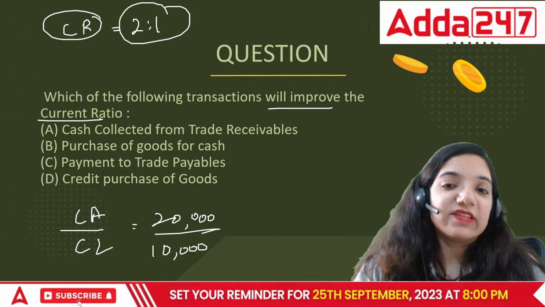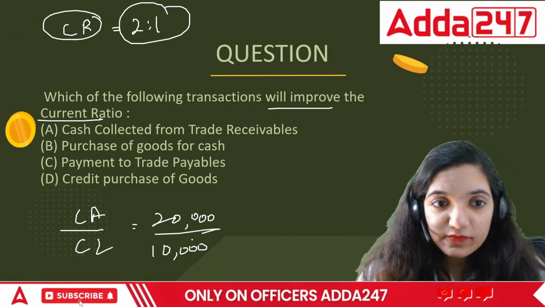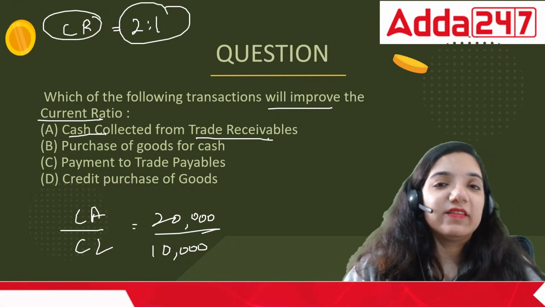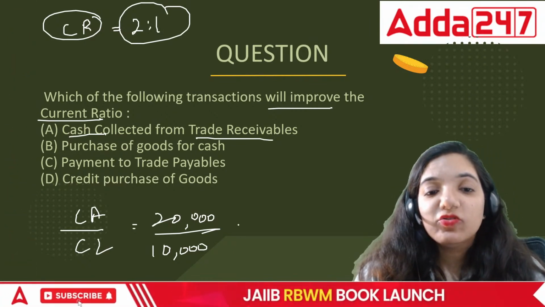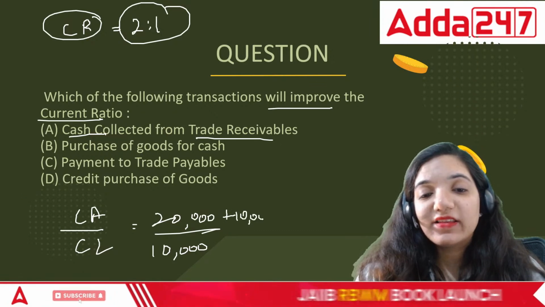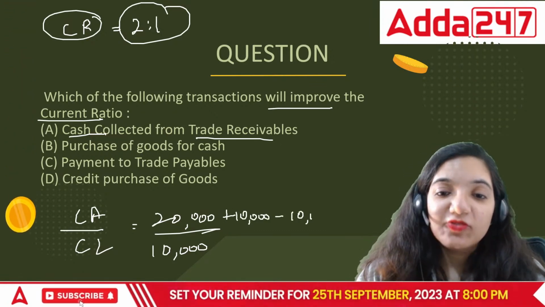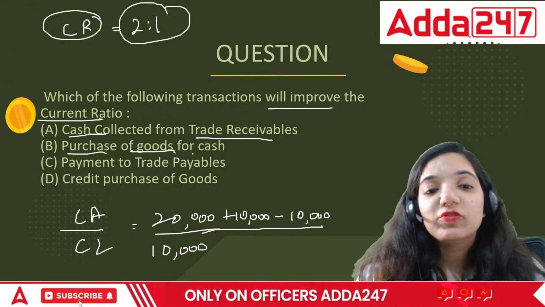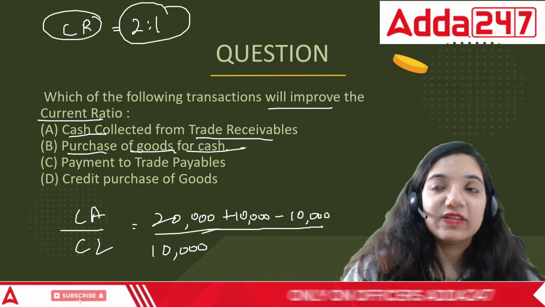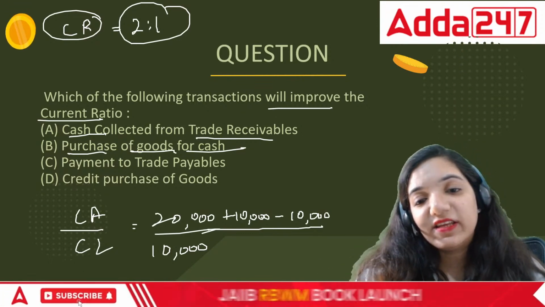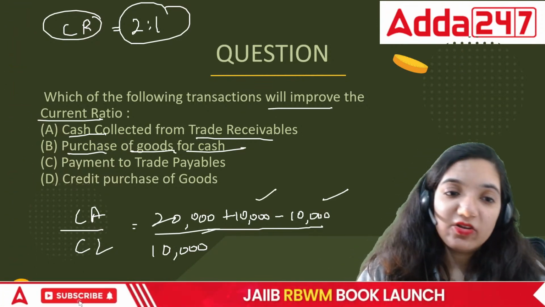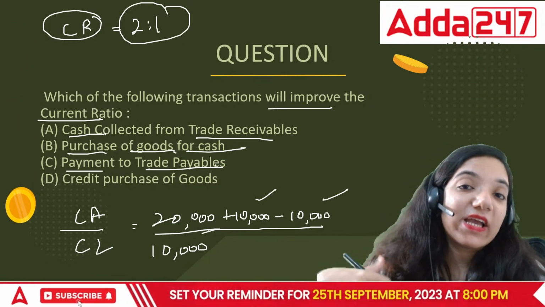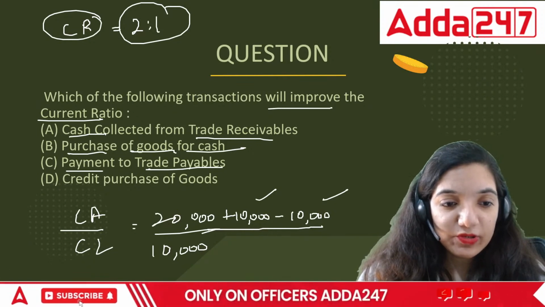Which of the following transactions will improve the current ratio? Cash collected from trade receivables. There was someone who was supposed to pay me 10,000 and he paid me 10,000. So I received cash, but at the same time, I lost a right to receive cash as well. That's gone. Purchase of goods for cash. If I purchased goods and paid cash for that, basically the same thing. I purchased goods and I lost cash. Payment to trade payables. This is a point which can be a different point.